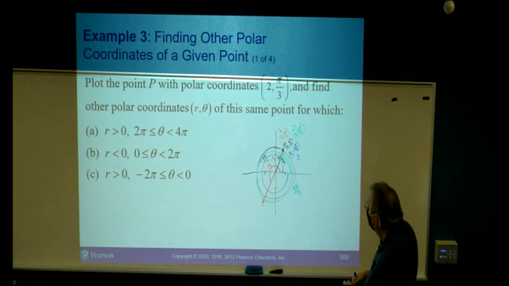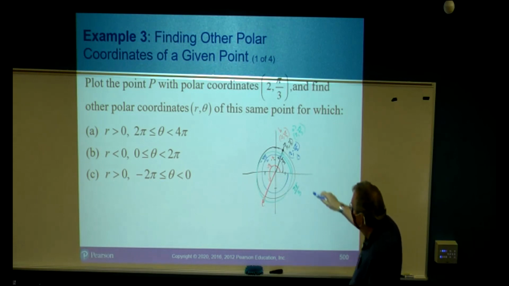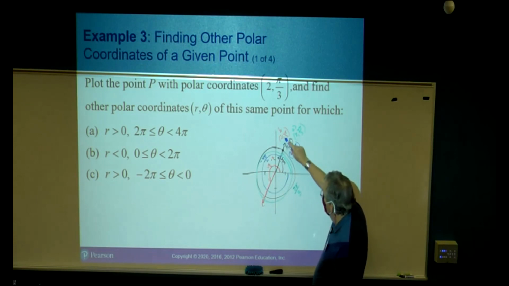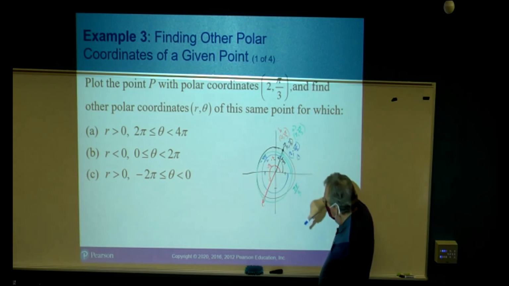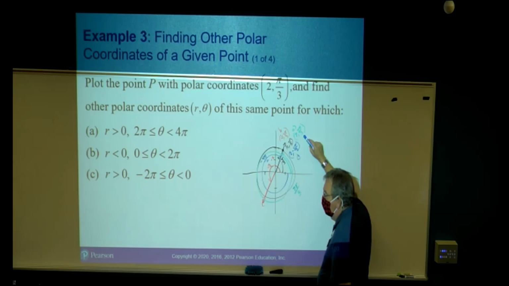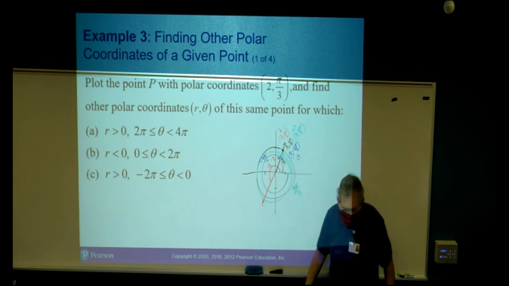C has this positive radius and the negative angle. B has the negative radius with a positive angle. And A has positive radius with an angle larger than 2 pi and less than 4 pi, which means you only go around once, and then you go straight to the end.